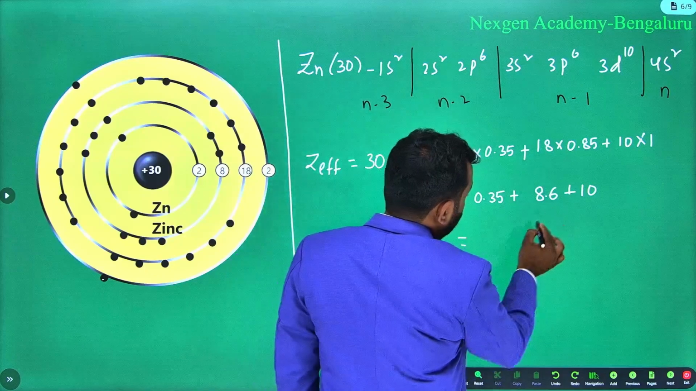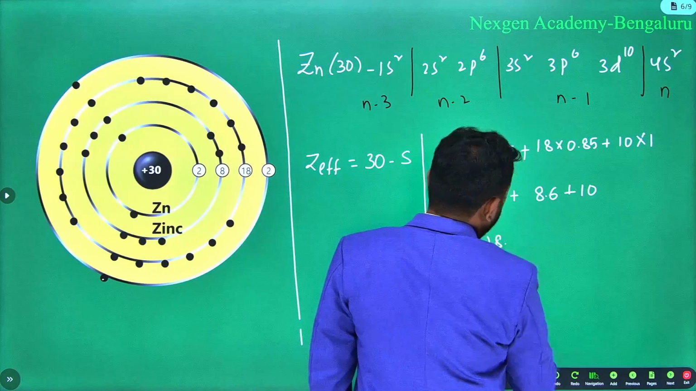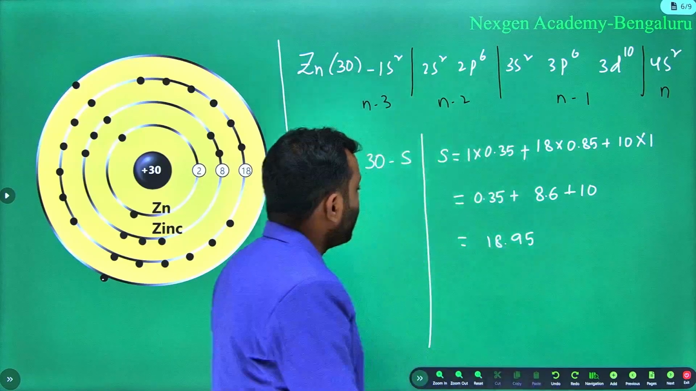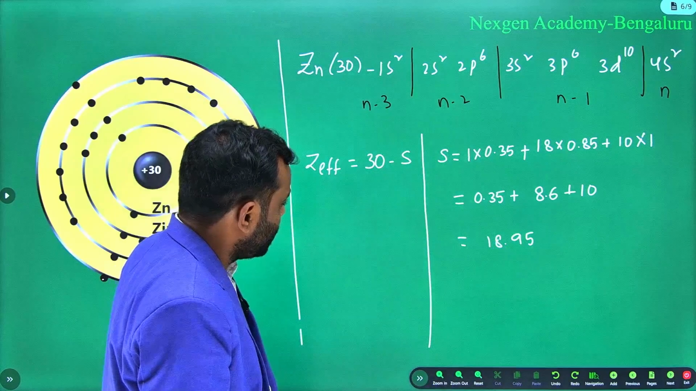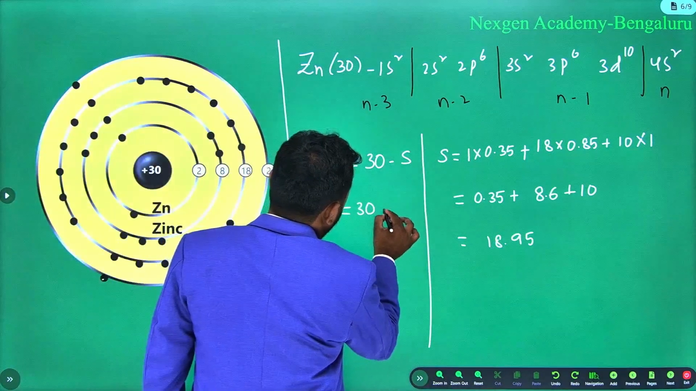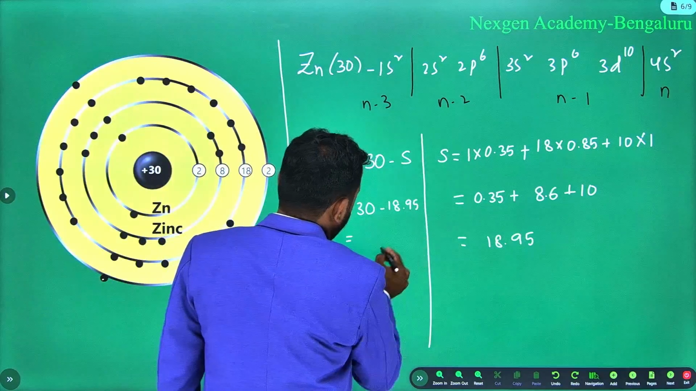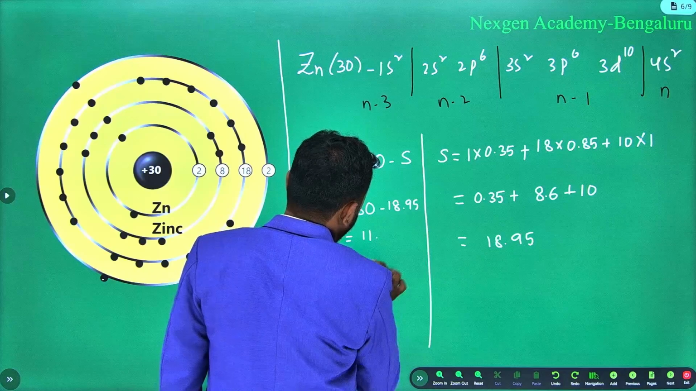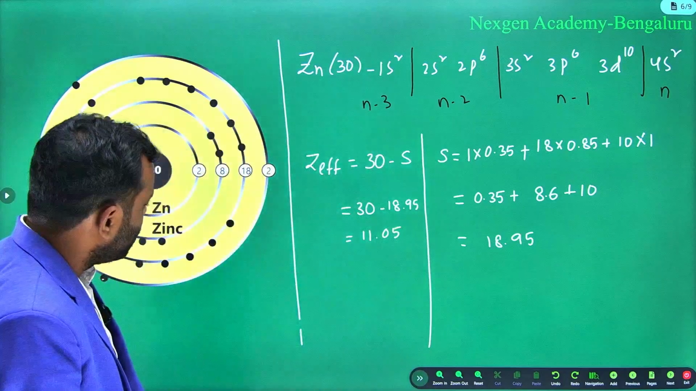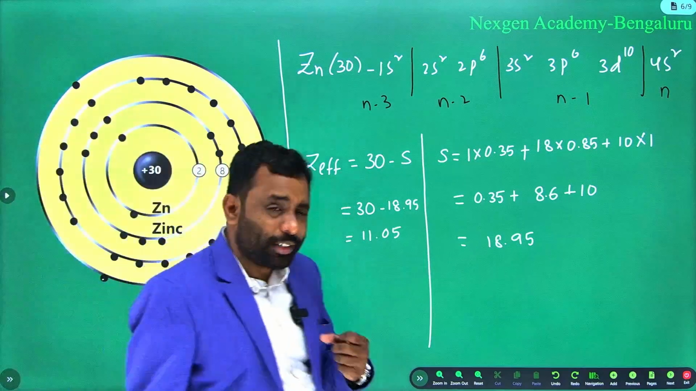So how much is it? 18.6... 18.6 plus 0.35. 18.95. Am I right? 18.95. That you subtract from 30. So 11.05. Am I right? Yes, 11.05. Look at that.